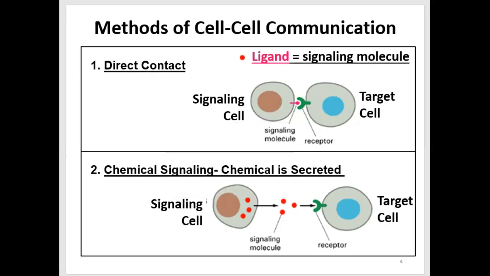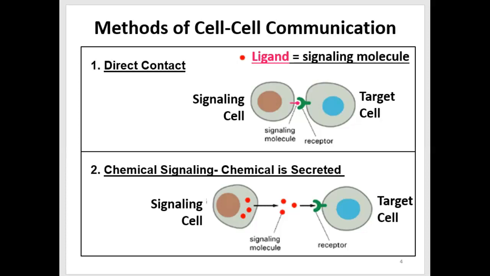Now that you are aware of some reasons why cells communicate, let's move on to the second part, methods of cell-cell communication. There are two general methods that cells use to communicate with one another. The first method is called direct contact, and the second method is called chemical signaling. In direct contact, the signaling cell and the recipient of the signal, or the target cell, are close to one another. In fact, they are bound together.